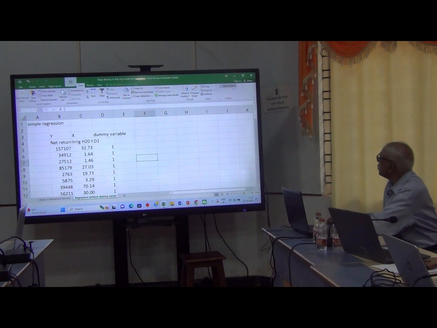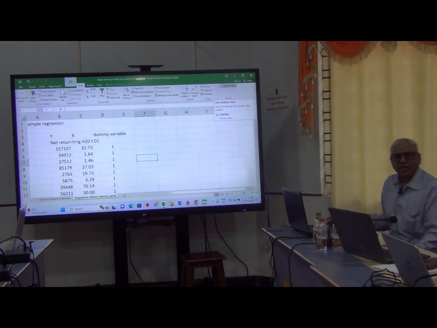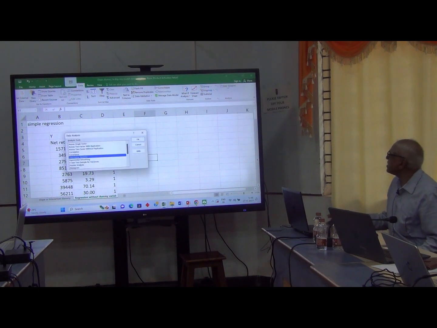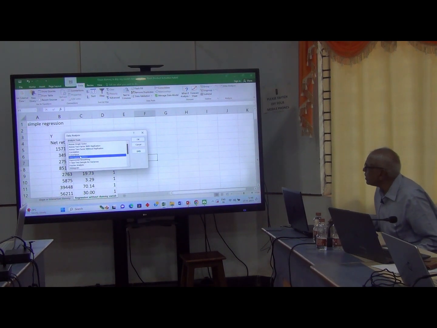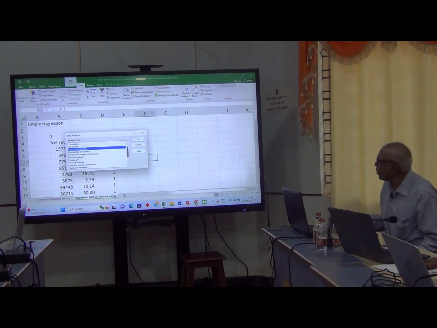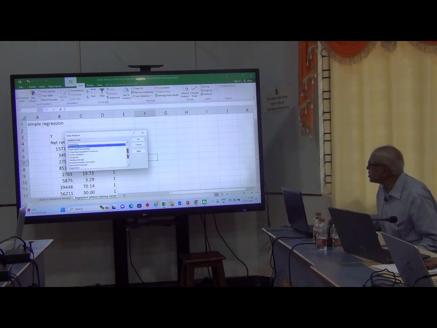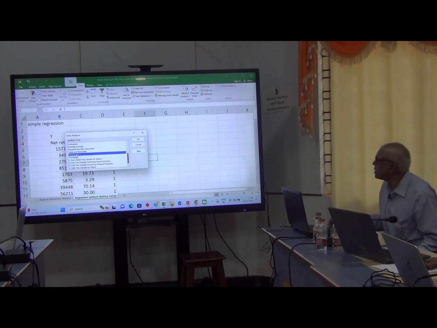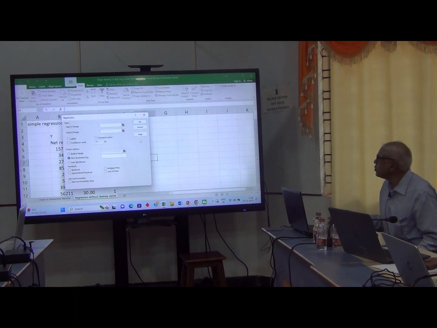Okay. Now what to do? Your attention please. Go to data analysis. You have so many things to do here: covariance, correlation, etc. I think correlation all of you know. So let me go to regression, because we have to do regression. Type on regression, then say okay. When you say regression, it will ask for dependent variable range.